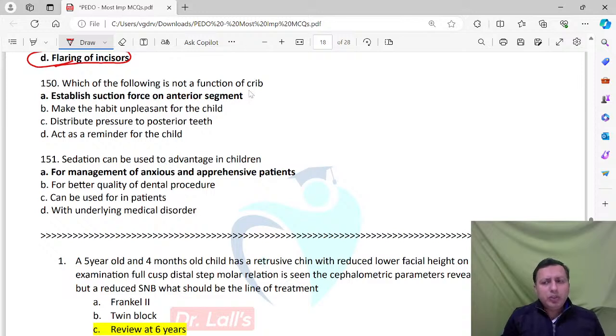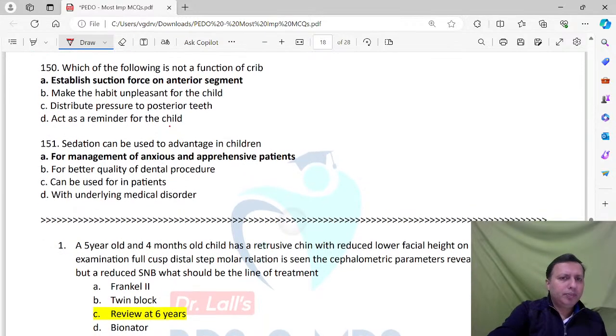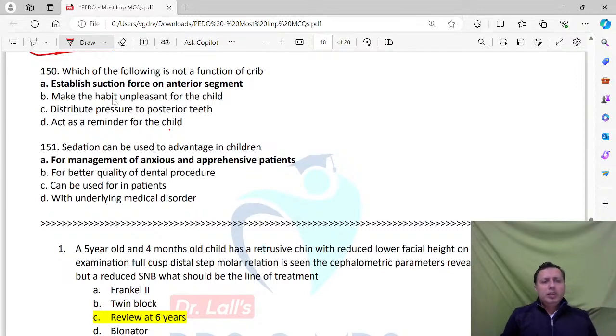Now, which of the following is not a function of the crib? Establish a suction force on the anterior segment, make the habit unpleasant for the child, distribute pressure to the posterior teeth, act as a reminder for the child. See, they are asking which is not a function of the crib.